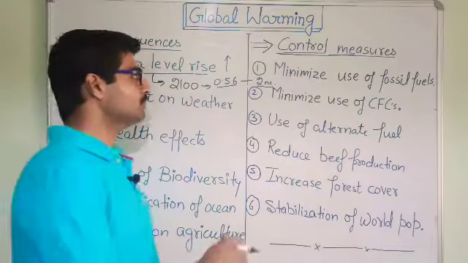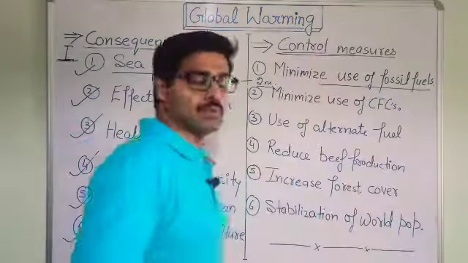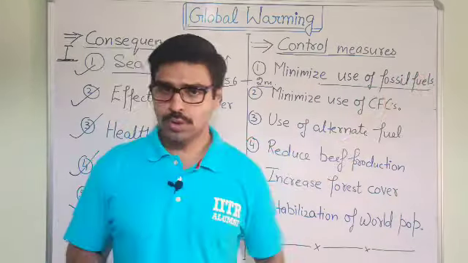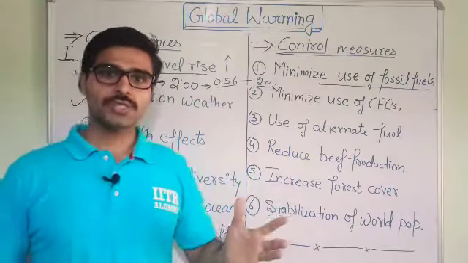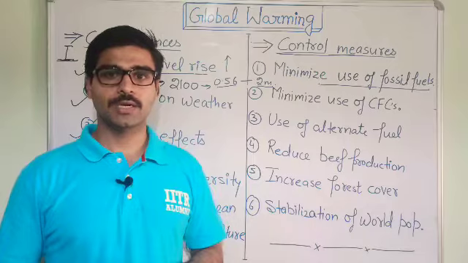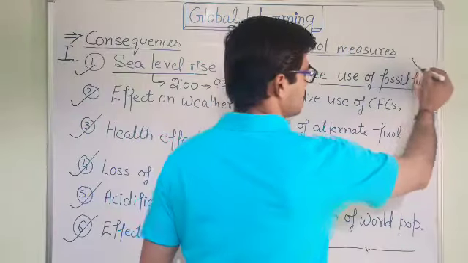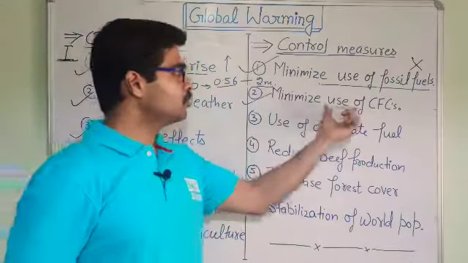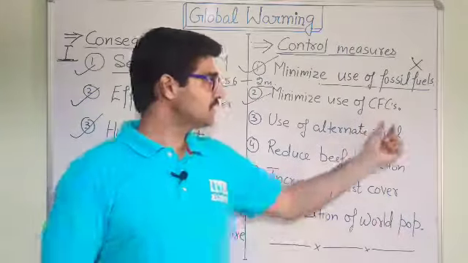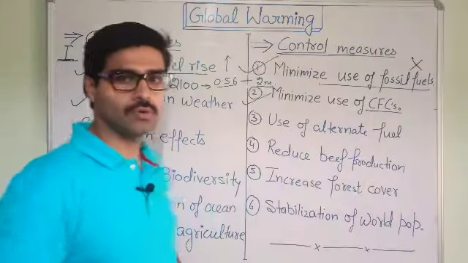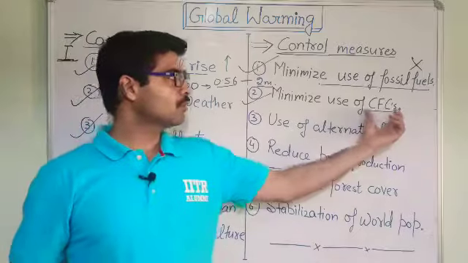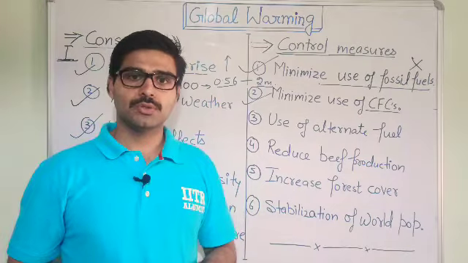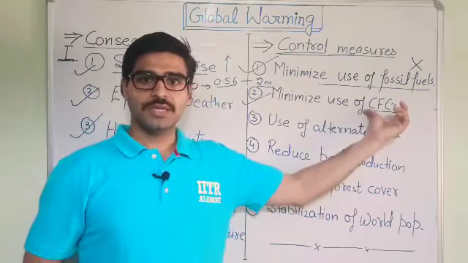First is to minimize the use of fossil fuels. It means we should minimize the use of coal and petroleum, because coal and petroleum generate an enormous quantity of carbon dioxide and other greenhouse gases. So we have to stop this. Next is to minimize the use of chlorofluorocarbons, CFCs, because chlorofluorocarbons cause more intense global warming in comparison to CO2. It is one of the major greenhouse gases.